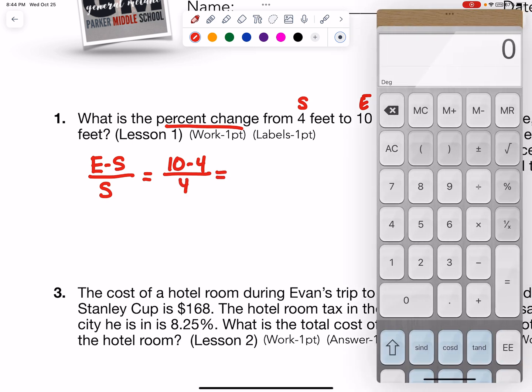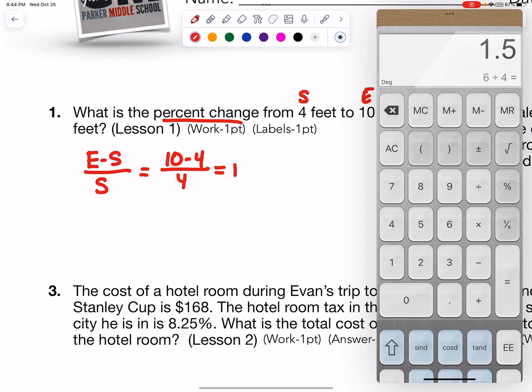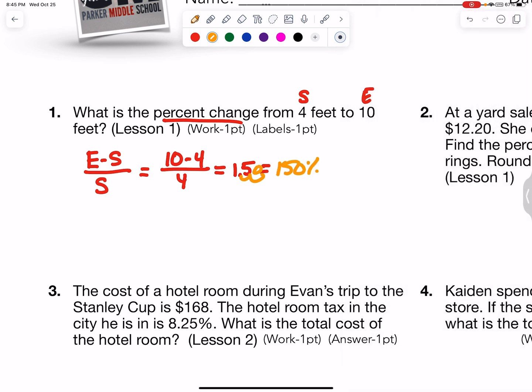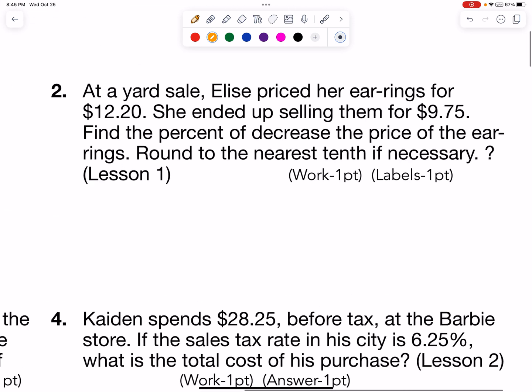10 minus 4 is obviously 6, and then 6 divided by 4 gets us 1.5. So there's my decimal, and then I can swoop and we end up with 150%. Then I need to make sure I label it and write that that was an increase from 4 to 10. Then I'm going to make my answer stand out by either circling, boxing, or highlighting. All right, on to number 2.